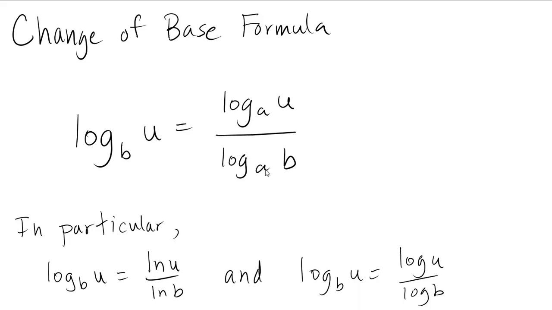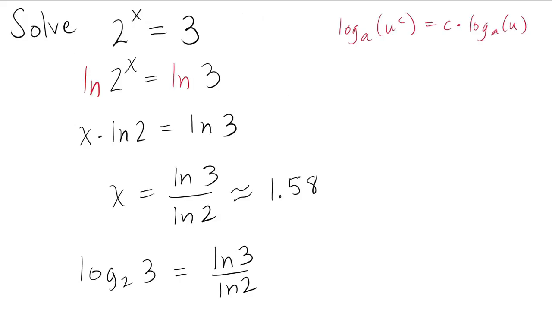So choose any base you want and call it a. Log base b of u can be rewritten as log base a of u, so that's log base a of the original input, divided by log base a of b, that's log base a of the original base. In particular, if you choose base e, then log base b of u is equal to the natural log of u over the natural log of b, and that's what we see in this example.